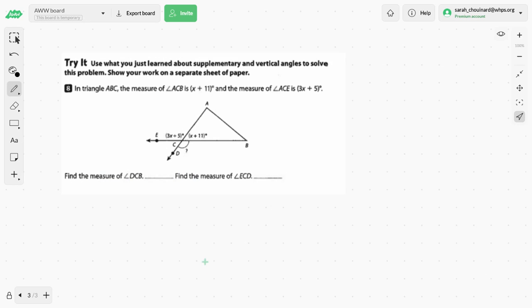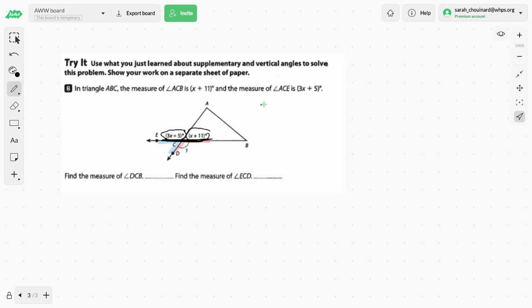So the last question here is asking us to find the measure of DCB. So DCB is this angle. And it's asking us to find the measure of ECD, this angle. So which fact do we want to use to set up our equations based off of the expressions we're given? Well, 3x plus 5 and x plus 11 form a straight line. So we know they're supplementary.